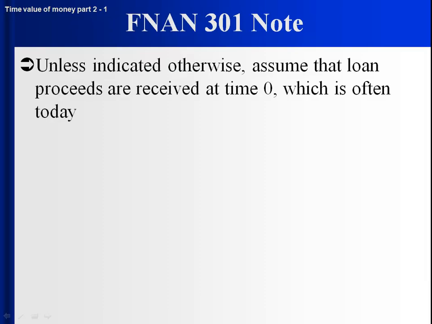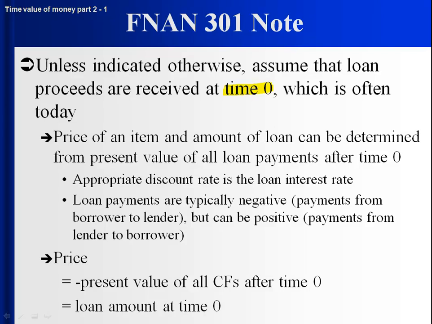When solving problems, we're going to assume that loan proceeds are received at time zero. It's often today, but it's the beginning of our analysis. So we get our money, and then we're going to pay them back, and we can figure out the price of an item as the present value of all loan payments.